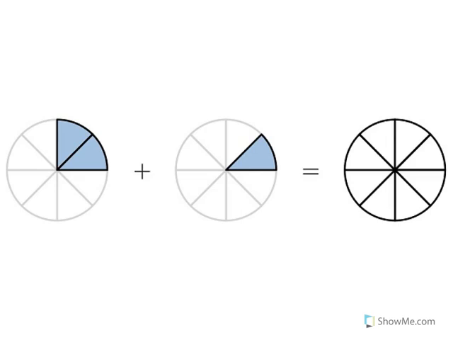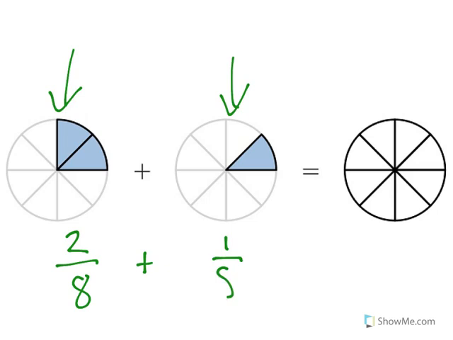Alright, so here, let's do this again. What fraction do you see here? That's correct. We have 2/8 plus, what would this fraction be? That would be 1/8. So what would be the sum of these two fractions? Very good. 3/8, which would look like this.